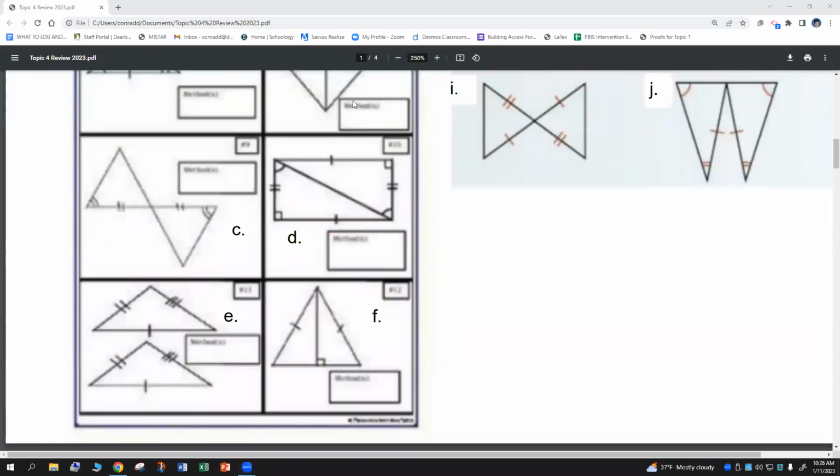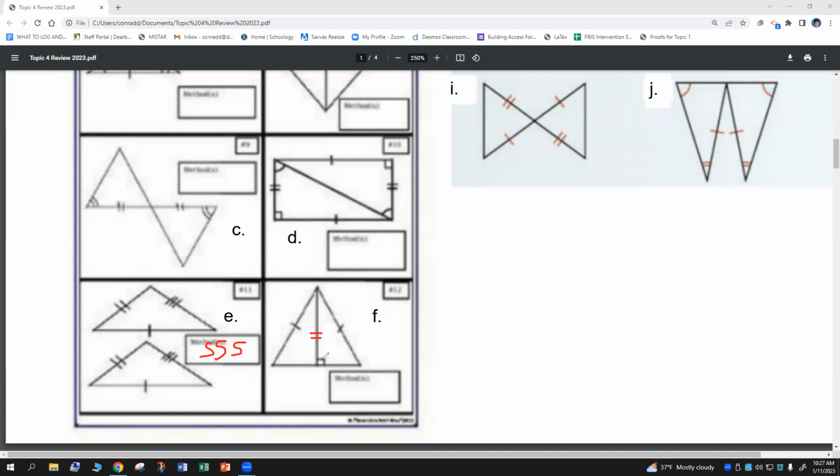Okay, the last 2 down here. 3 pairs of sides that are congruent. That's 1 pair, 2 pair, 3 pair. That's side, side, side. And then this one, we have a shared side we can add. Okay, so this would be angle, side, side.